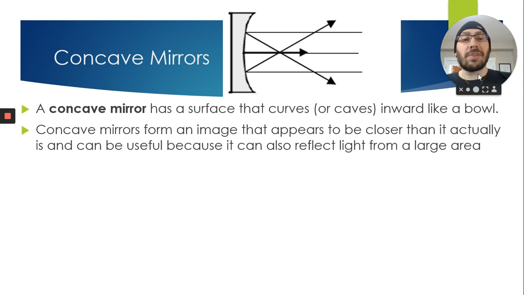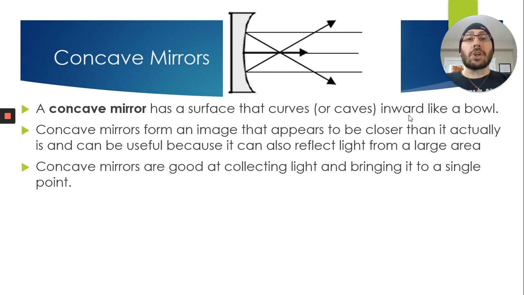And this is actually very, very useful because it can also reflect a large amount of light from a specific area. They're good at collecting light because all the light comes in from whatever source, and as you can see from right here, it bends. Or though it doesn't bend, but it reflects because it's curved. They're not all reflecting parallel like a plane mirror. They're reflecting all to a point. So it all comes and collects at this single point.